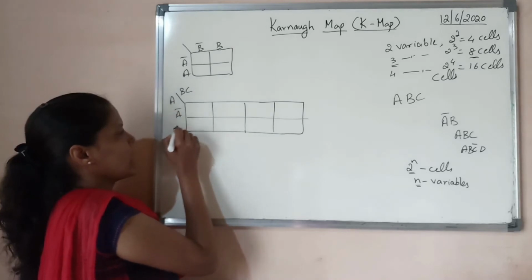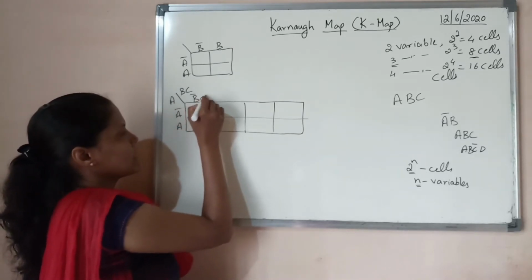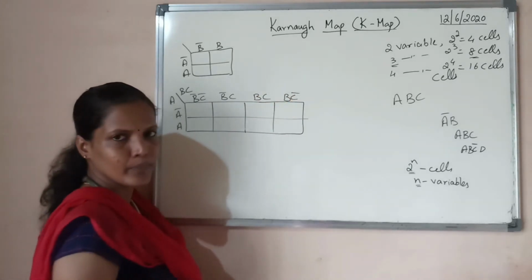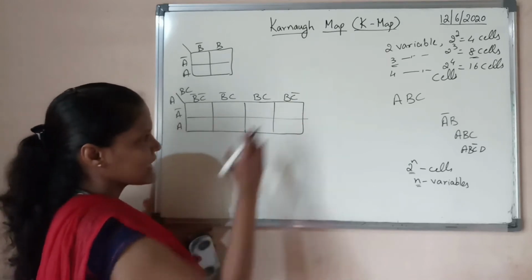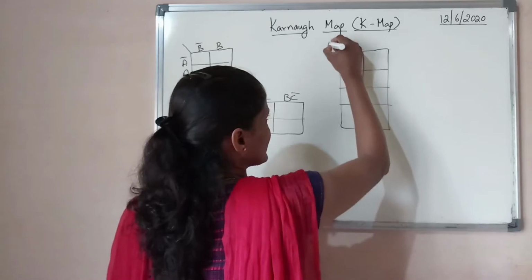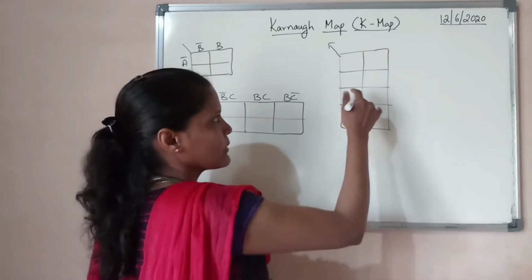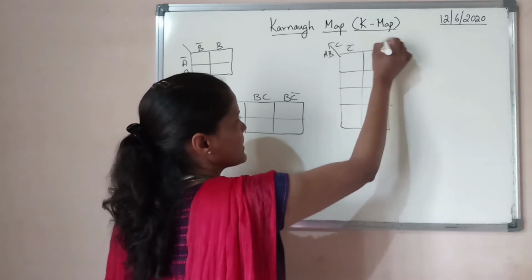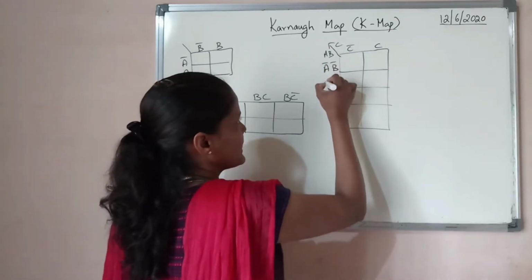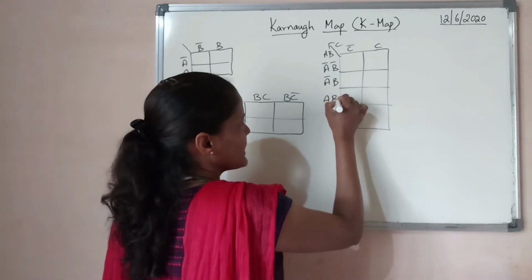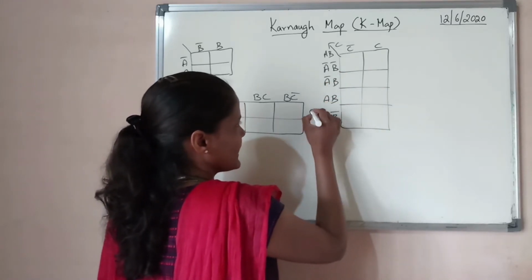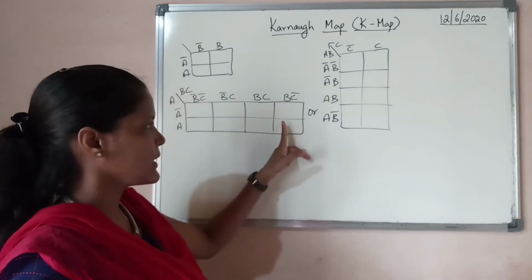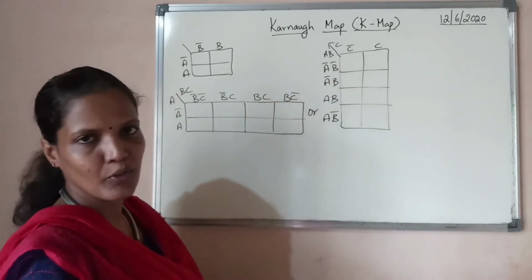So this is A bar A, B bar C bar, B bar C, BC, BC bar. The 8 cells can be arranged in this manner, or I can also draw 8 cells for 3 variables in this manner. Here A C and here A B, C bar C, A bar B bar, A bar B, A B, A B bar. So I can use this K-map for 3 variables, either horizontally or vertically. Any of the methods can be used.